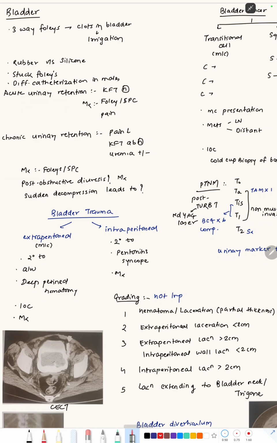Acute urinary retention: in acute urinary retention, the kidney function test is normal. It is associated with pain. Management is suprapubic catheterization if the bladder is full, or Foley's catheterization. Then chronic urinary retention: again the management remains the same, Foley's catheterization or suprapubic catheterization. Here it is not associated with pain, or the pain is less. Kidney function test is abnormal. Uremia can be present or absent.